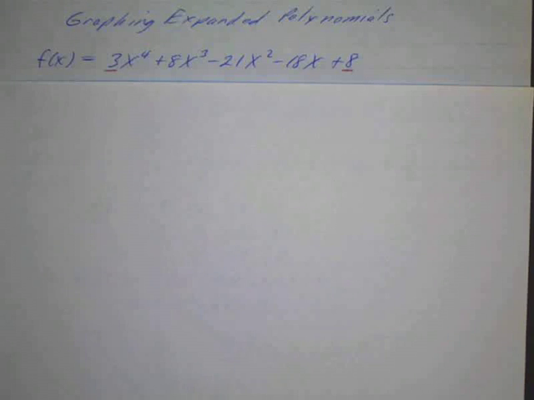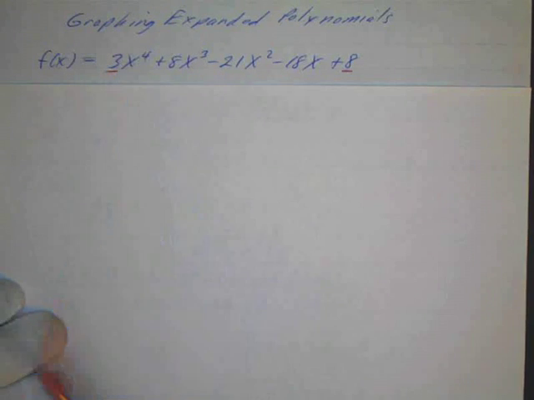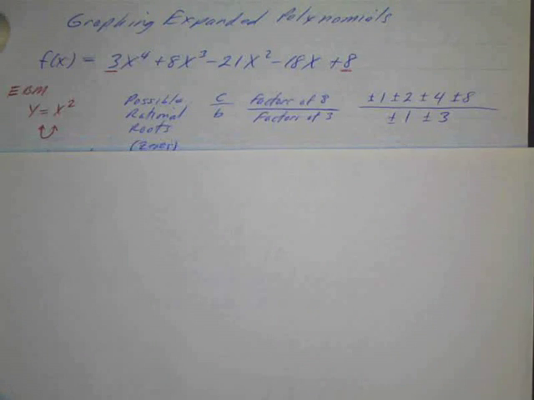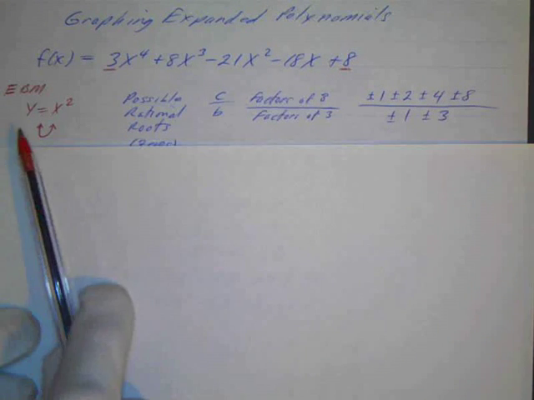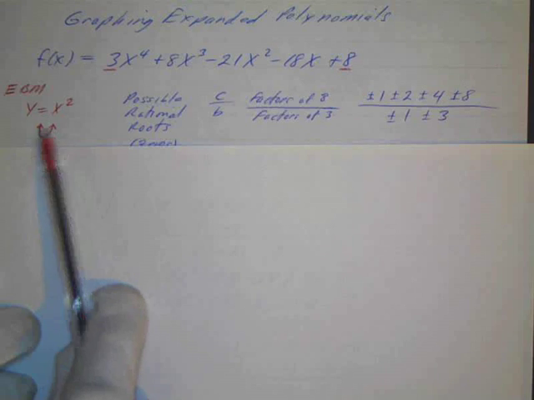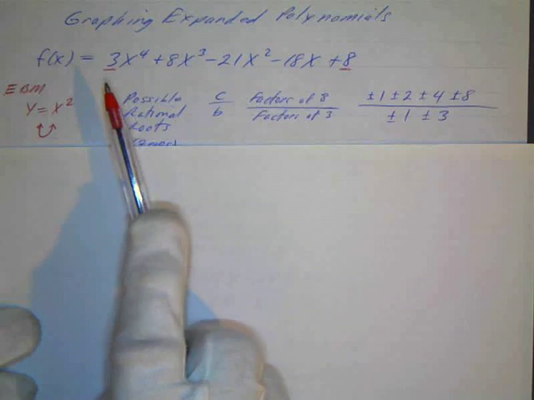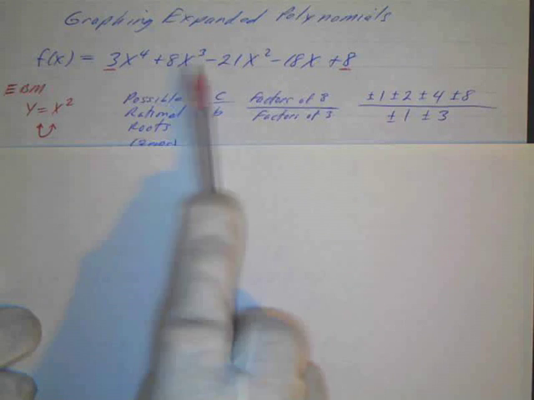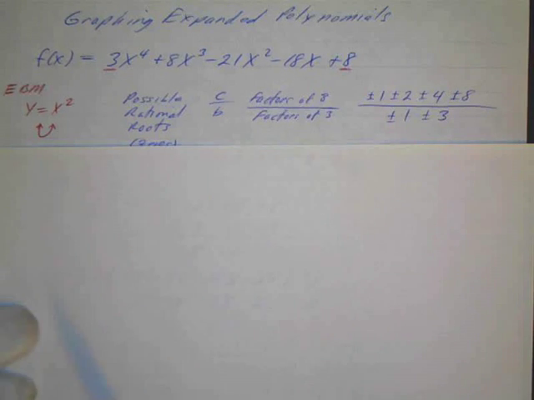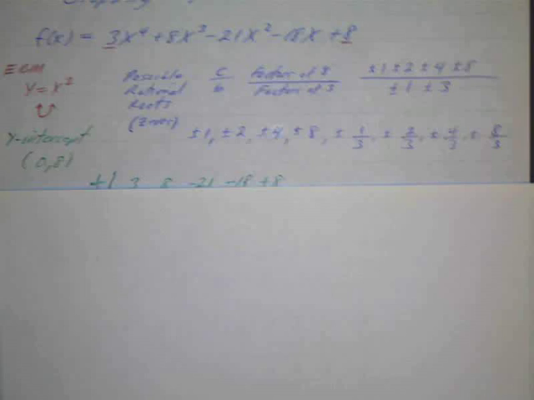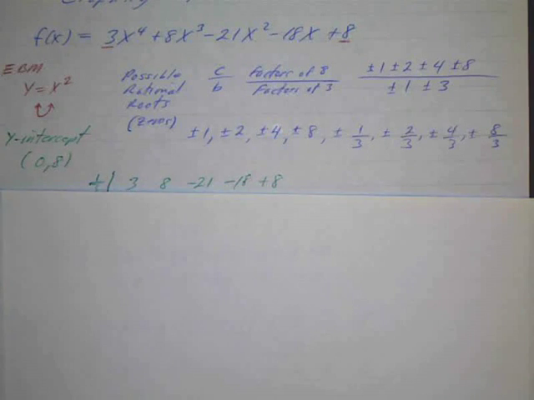So first of all, we check our end behavior model, and this is going to be positive even. Every positive even function behaves like y equals x squared, and we're up and up. It looks like a U. My y-intercept is when x is 0. If I put 0 in here, all that's left is 8. So I have the point (0, 8), and that's my y-intercept.